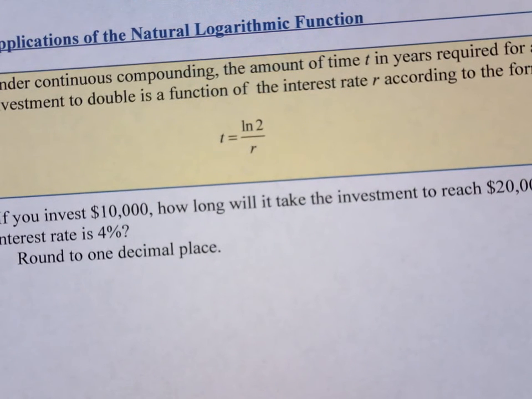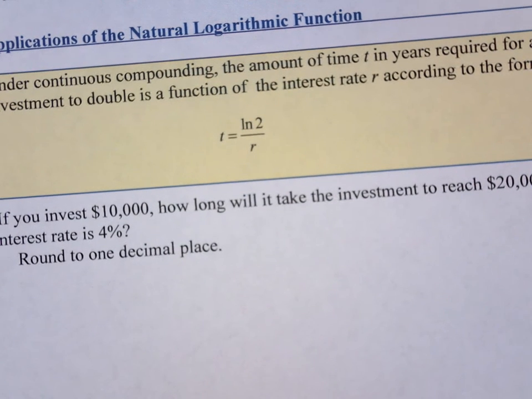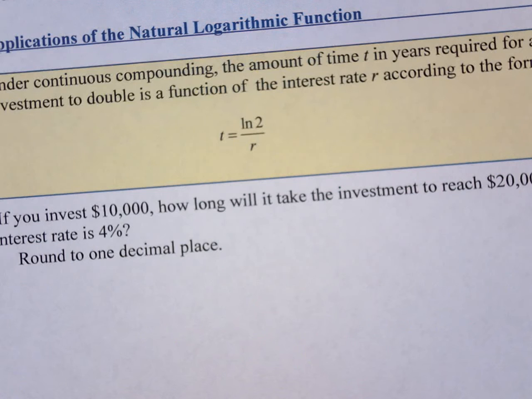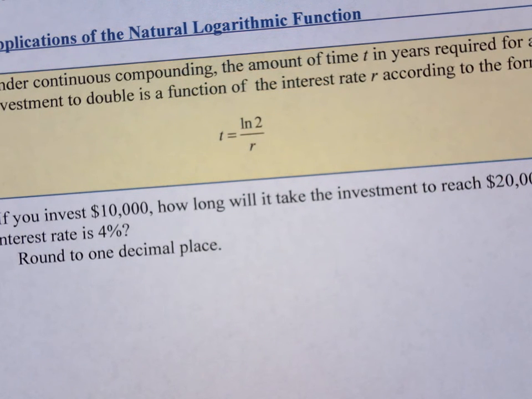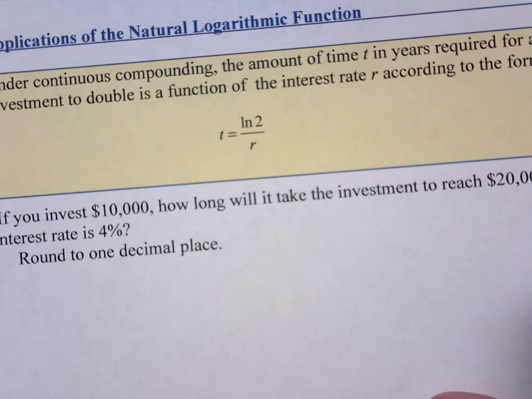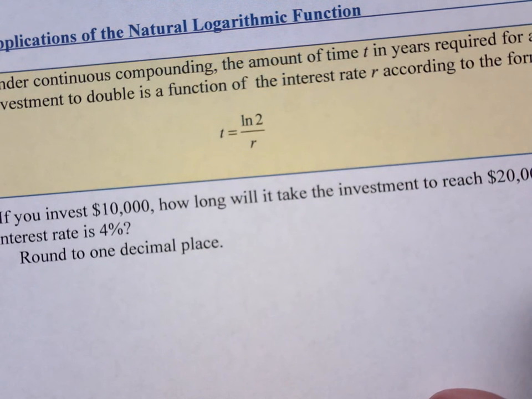So this says, under continuous compounding, the amount of time in years required for an investment to double is a function of the interest rate R according to the formula T equals natural log of 2 divided by R. By the way, that does come from a particular formula. So at that point, it's continuous compounding. I'll show you where that comes from at some point. We're not quite there yet.